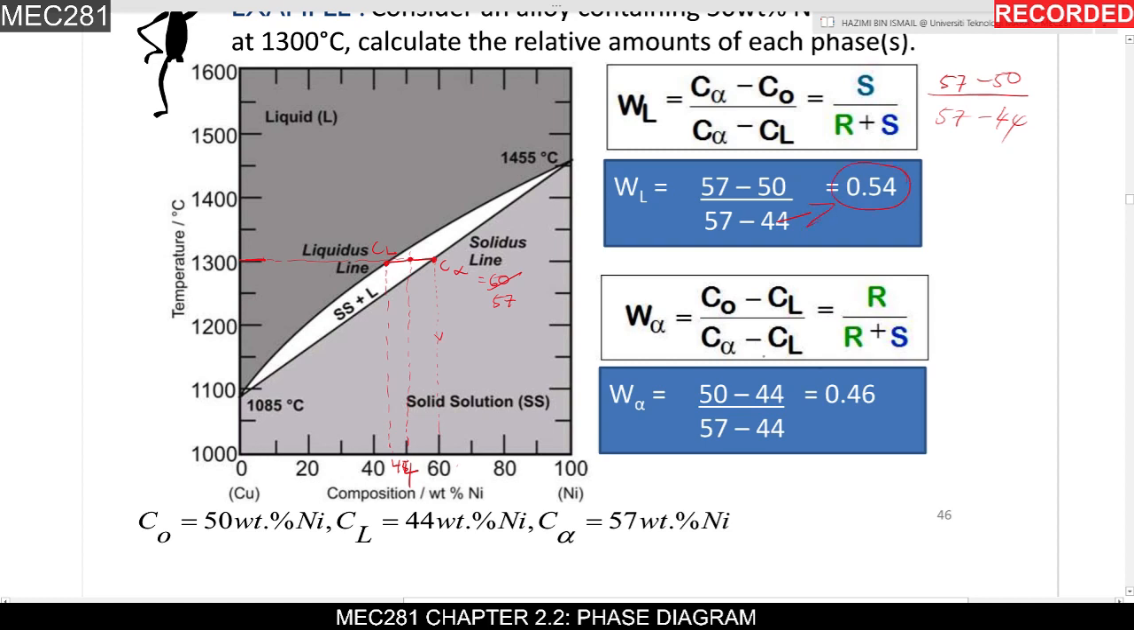So the value is 0.54. If you want to calculate the weight fraction of alpha, yes, you can calculate using the reverse order of the W liquid, but to save a little bit of time, just 1 minus 0.54, and then you will get 0.46. That's it. Simple, right?